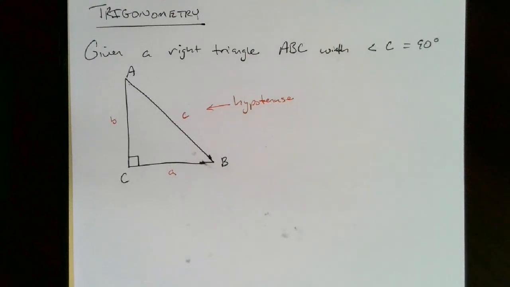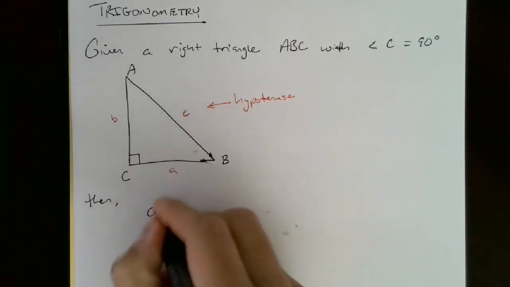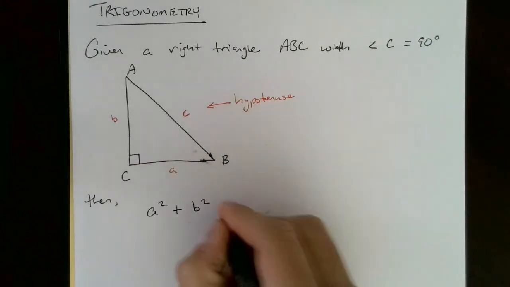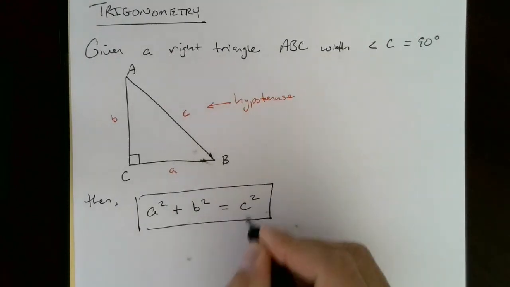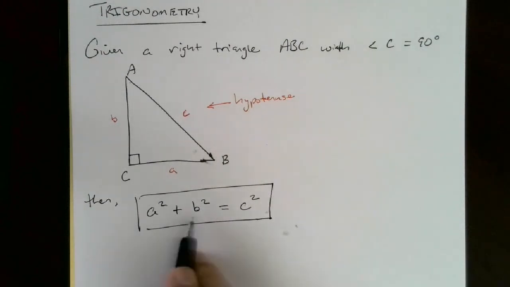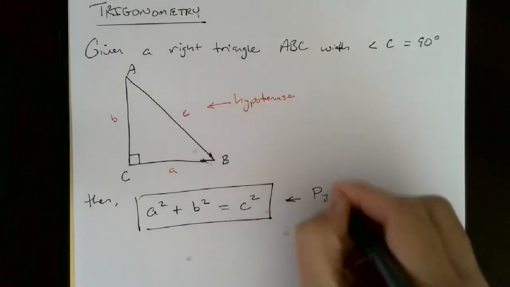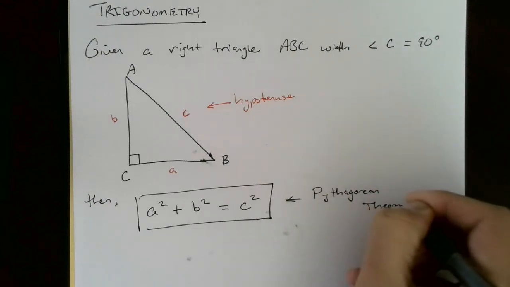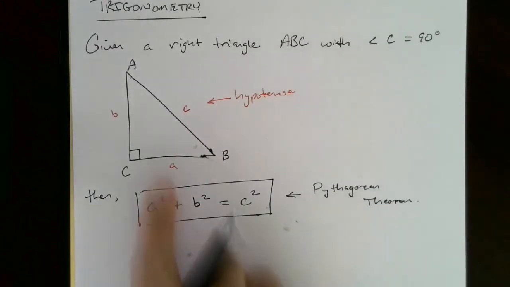So given a right triangle ABC with angle C equals 90 degrees, we have a relationship between the sides where we say a squared plus b squared, so side a squared plus side b squared, is equal to the hypotenuse squared, which is c squared. And it's important that the hypotenuse is always on the side by itself. A squared and b squared can be interchanged because addition can be done in either order. We call this, you've probably heard of it before, the Pythagorean Theorem.